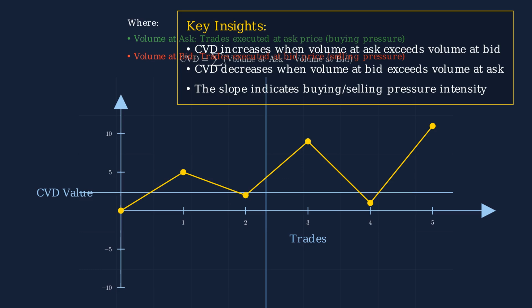Finally, let's review some key insights about the cumulative volume delta calculation. When volume at ask exceeds volume at bid, CVD increases, indicating stronger buying pressure. When volume at bid exceeds volume at ask, CVD decreases, indicating stronger selling pressure. The slope of the CVD line shows the intensity of buying or selling pressure in the market. By tracking CVD over time, traders can identify shifts in market sentiment and potential price reversals.